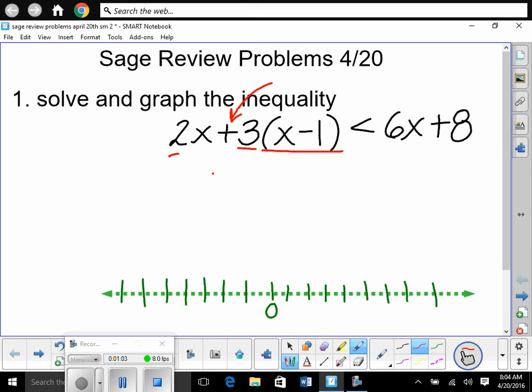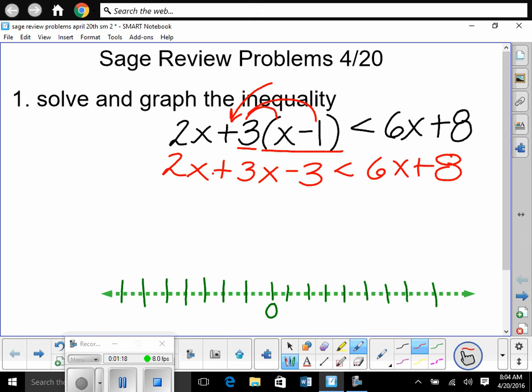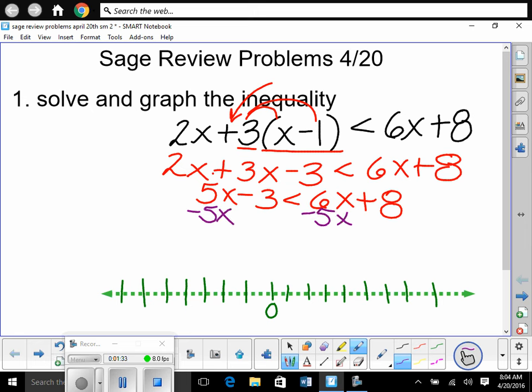So right here we have 2x, and then we have plus 3x, right? Minus 3. And then we have it still less than 6x plus 8. So I'm going to combine like terms. So we have 5x minus 3 is less than 6x plus 8. Solving for x, so algebraically get x from one side to the other. So I'm going to subtract 5x from both sides. So I have negative 3 is less than x plus 8.